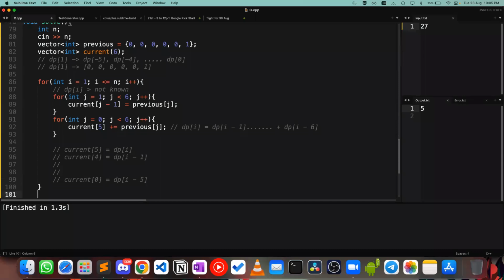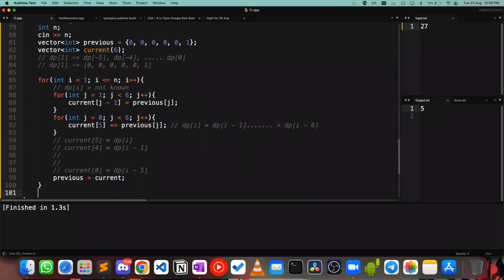So what will be the final answer? Okay, one more thing. At the end, do I need to do something else? Should I not update my previous? Once I'm done evaluating the dp of i state, should I not update my previous value? What will my previous value become? Yeah, previous is equal to current. That's correct. Now tell me what will be the final answer. When I say dp of n, where will it lie? It will lie in the last index of current. That's correct. So you'll say current of 5. That's right.